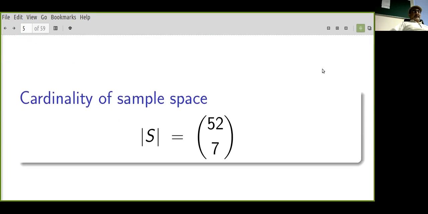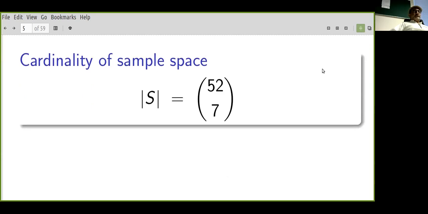To construct a hand, out of 52 cards, you choose 7. The cardinality of the sample space is 52 choose 7. There are 52 choose 7 7-card hands.